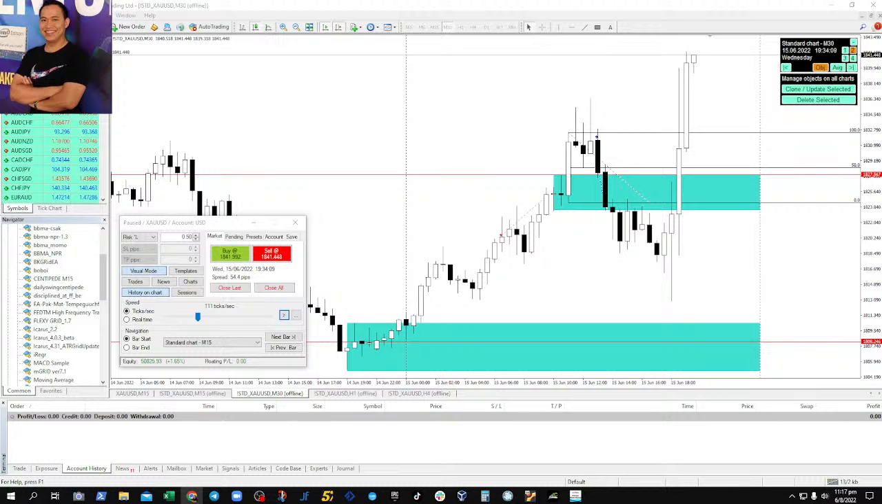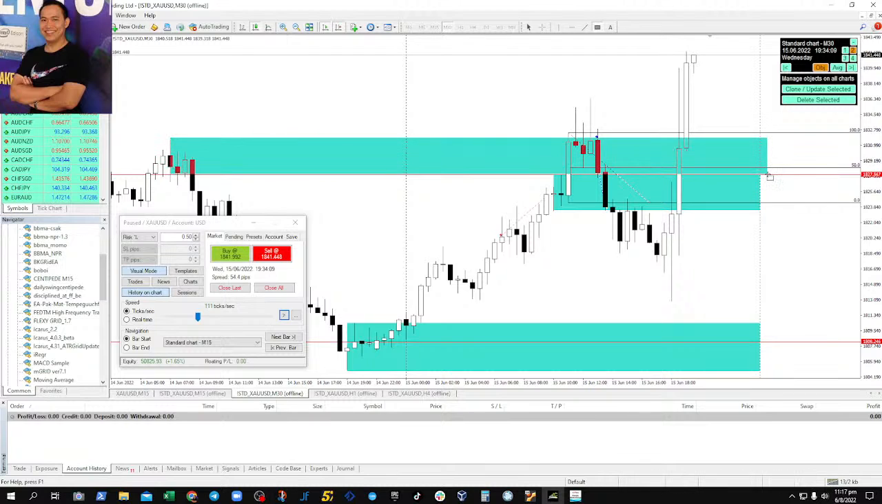So practically this is a very confusing SNR level. Probably I should have marked it like this instead. Okay, then in this case I'll see a rejection trade, a bearish trade.